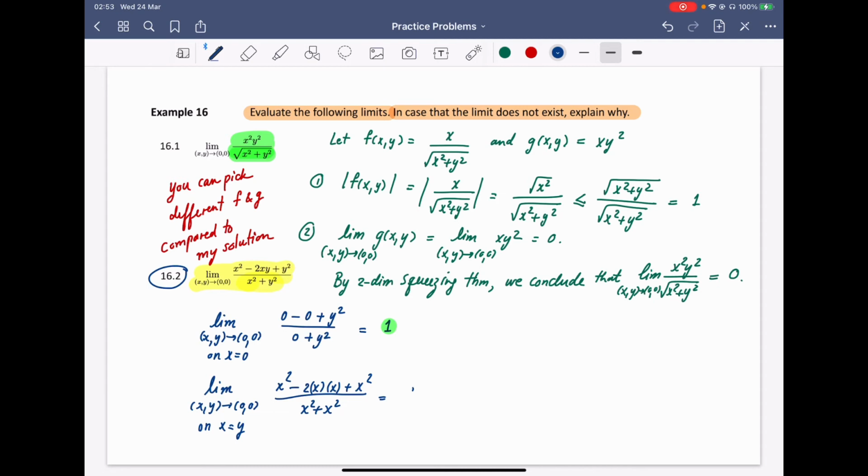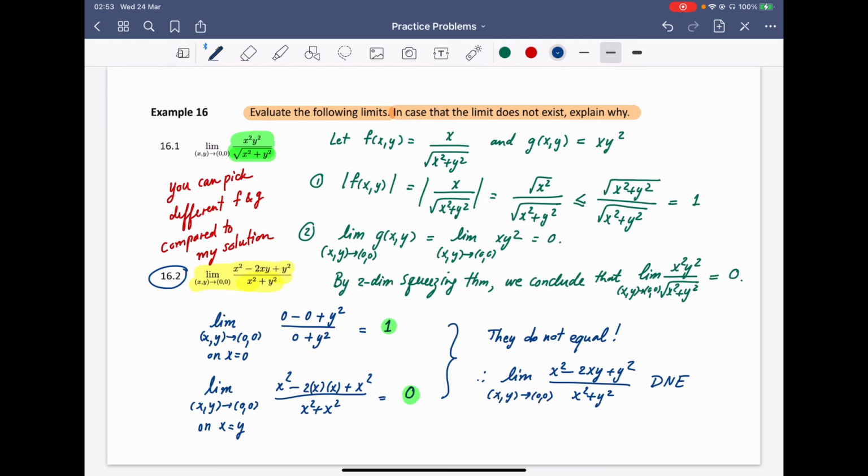Good. So you get 0, right? Wow. This is a good one. So you have 1 and 0. They are not equal to each other. So that means the limit does not exist. The limit of this function that is given in the question does not exist.